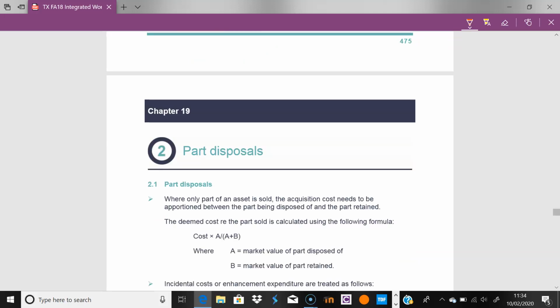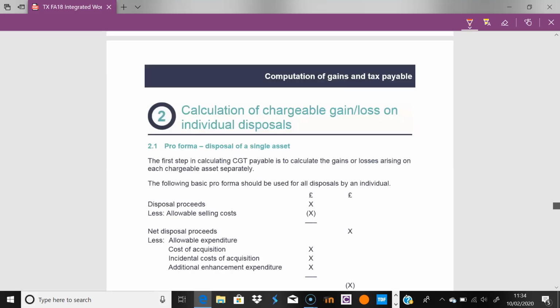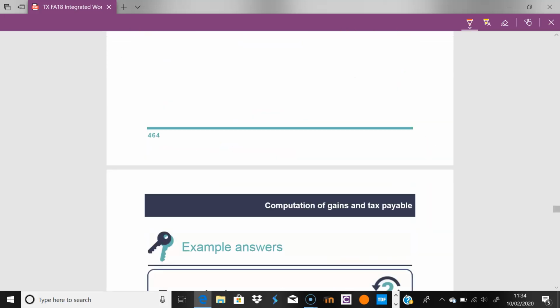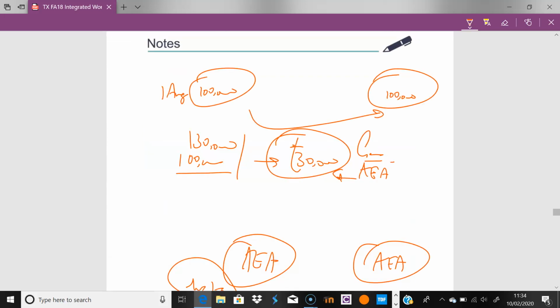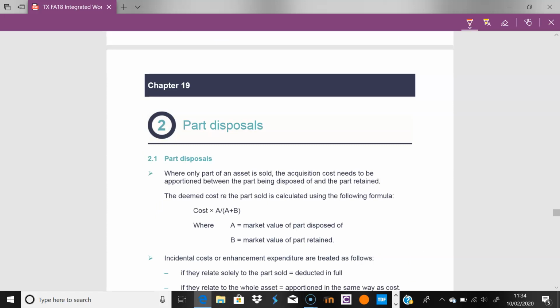Now, this part disposal thing, I talked about it in class, and it's important because it is based on value. Really important, this, trying to understand. Typically, when we sell part of an asset, we want to ascertain what the gain is on that part that we have sold. So we must know what the cost is of that part that we have sold.